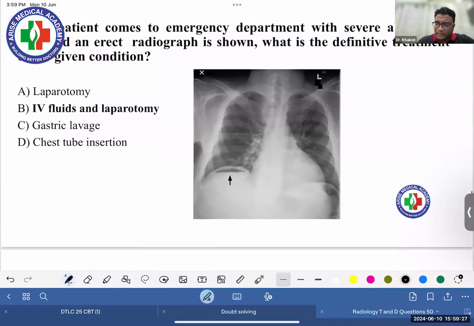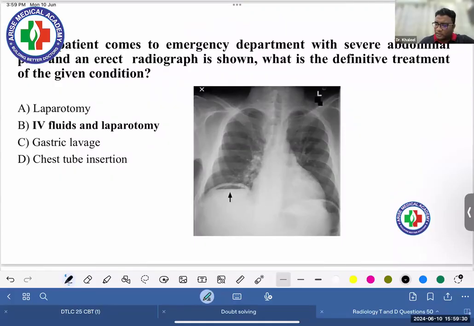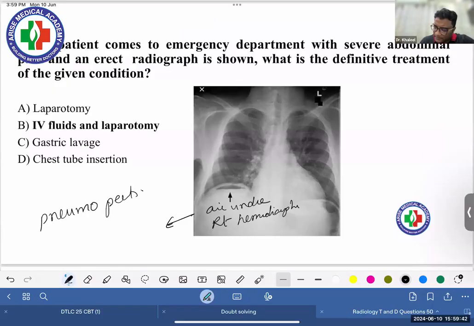Patient comes to the emergency with severe abdominal pain. An erect chest radiograph is shown, and you see air under the right hemidiaphragm. This is suggestive of hollow viscus perforation with pneumoperitoneum. Many of these patients are in shock, with hypotension. The treatment will be resuscitation and emergency laparotomy, that is, IV fluids and laparotomy for hollow viscus perforation with pneumoperitoneum.